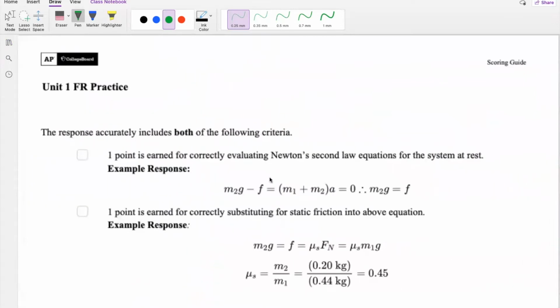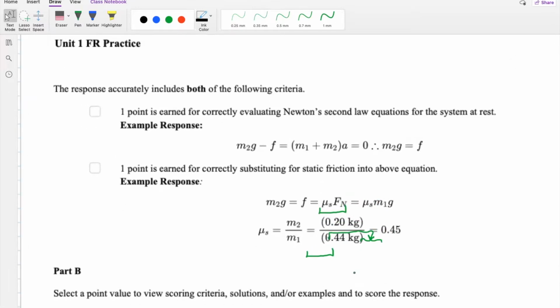Okay. So, and then the other point here is earned for correctly substituting for static friction into the above equation, recognizing that friction here is going to be the static friction coefficient times the normal force, and recognizing that the normal force is really just the weight of this object because we're on a level surface. If we were not on a level surface, that would change some things. And so there we go.